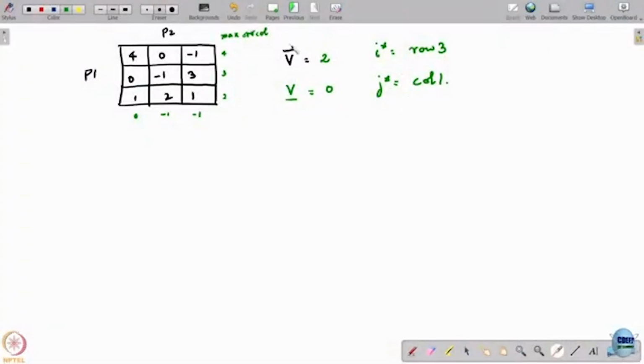Now, the reason this has happened in this particular example is because your V upper bar is not equal to V lower bar. Now, that brings me to the other theorem that we proved last time. What did we conclude last time? We concluded that if V upper bar is equal to V lower bar, then there exists a saddle point.